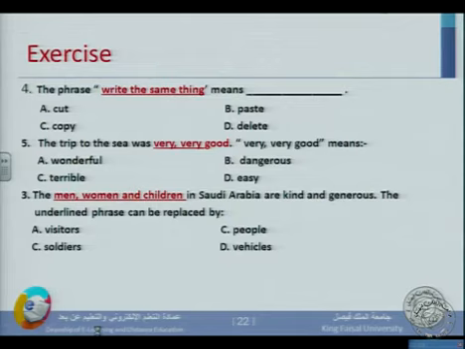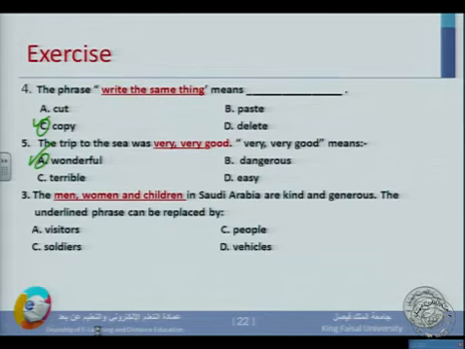The phrase "write the same thing" means what? We took it, the first word, it means copy. To copy means to write the same thing. The trip to the sea was very, very good. Very, very good means wonderful, terrible, easy, dangerous. Wonderful.